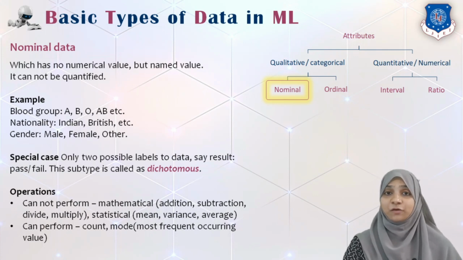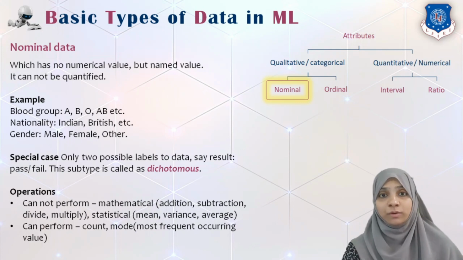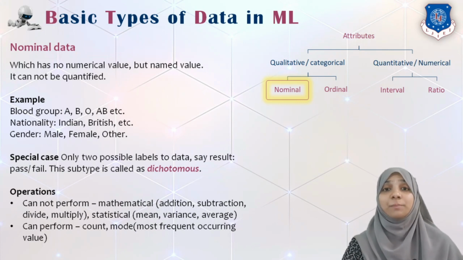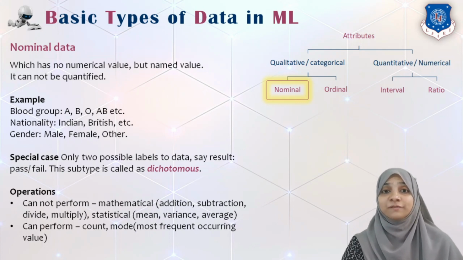Now, what operations can we perform on nominal data? Since we do not have a quantifiable attribute, we do not have a numerical value, obviously mathematical operations cannot be performed, and we cannot perform any statistical measurements over this data. The only measurement that we can do is counting the data. We can count the occurrences of a particular value within a given data set, or we can find the mode. That means we can find the data appearing the maximum number of times. Say for example, within a student data set, the maximum number of students are of type male. So I can say the mode of the given data set is male. So these are the only two operations that are permissible over nominal data.